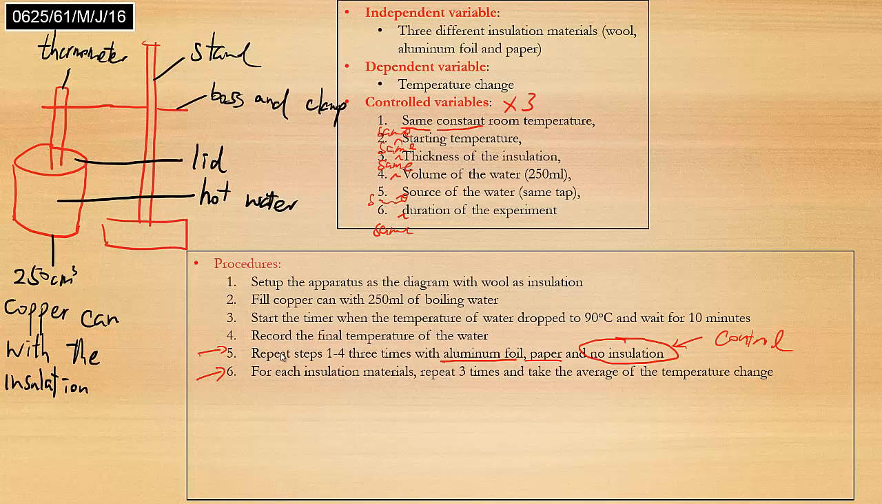Number six, remember I mentioned about repeating the experiment, always, since you are not actually the one doing it. But if you repeat the experiment and take the average, definitely it will make the accuracy higher. So this is something that I will mention.